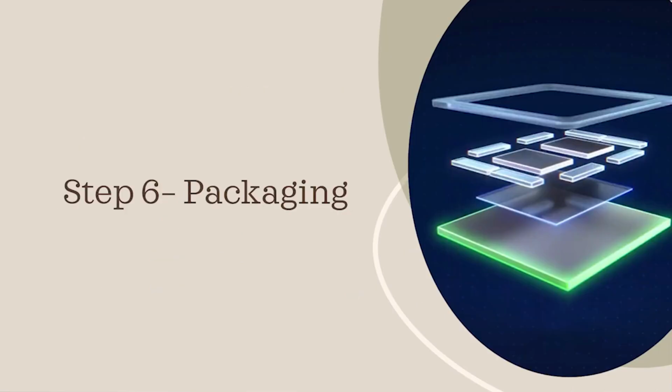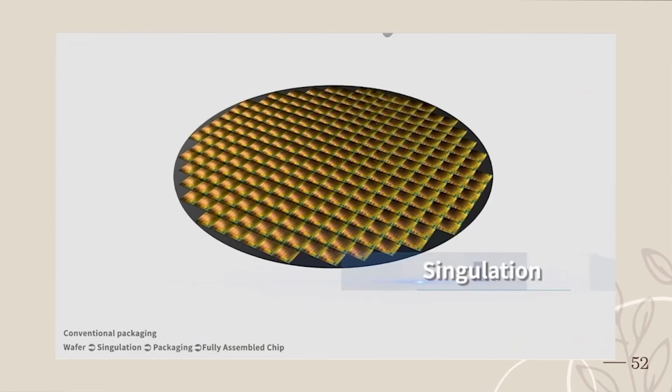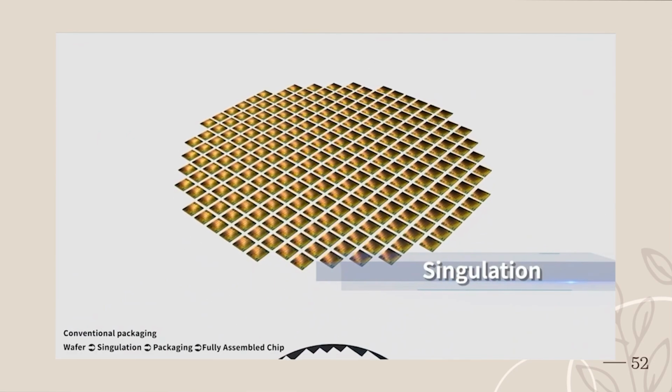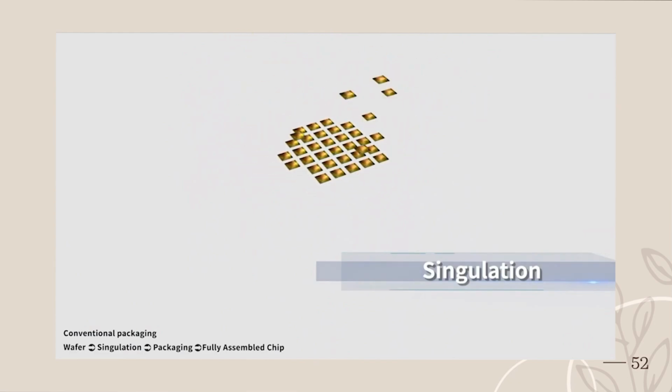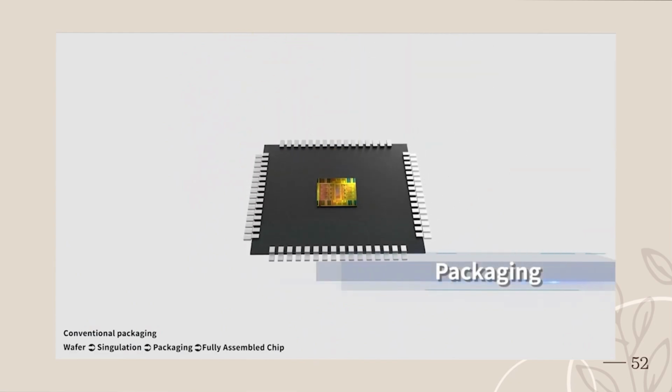Or various different things. Step 6, we're almost done. Packaging. We just need to make it so the wafer can be used. We got to cut it into a lot of pieces. I'm only going to go over the easiest and most common form because I'm almost out of time. I stole this video because I ran out of time. We cut it with a bunch of diamond discs. It drops out. We then have a bunch of chips. And then it's run into wires.